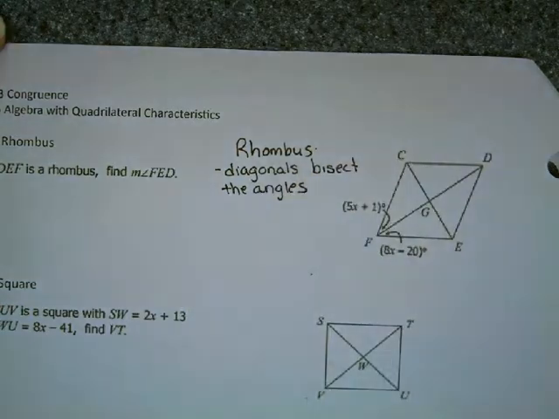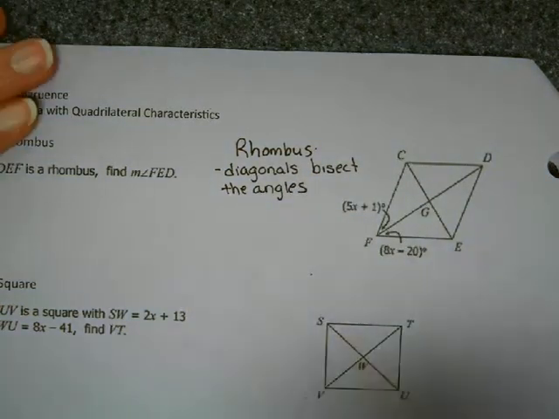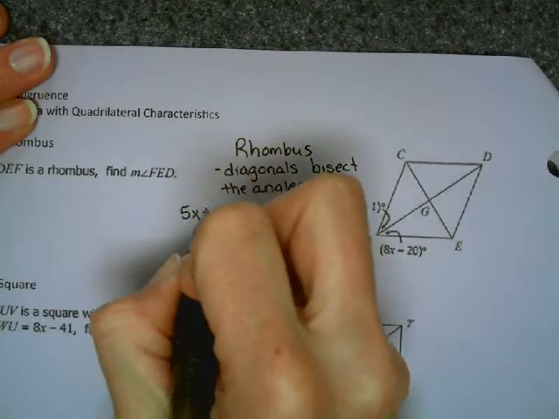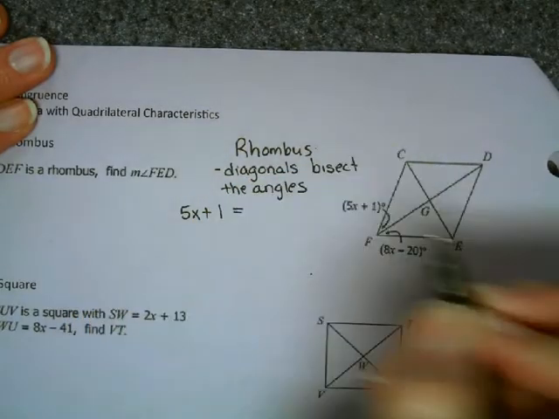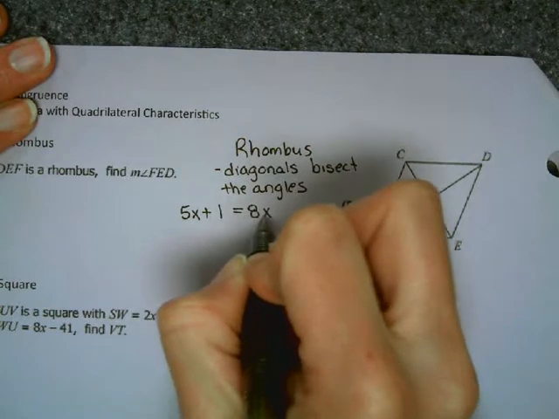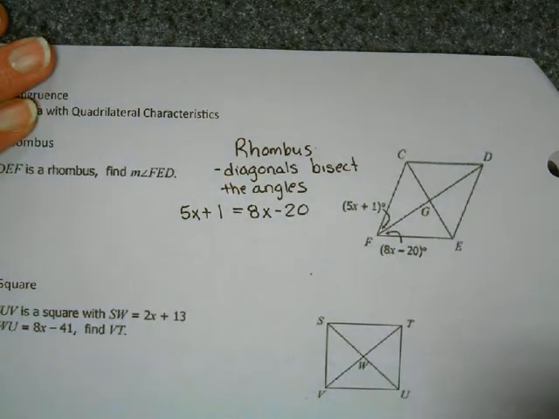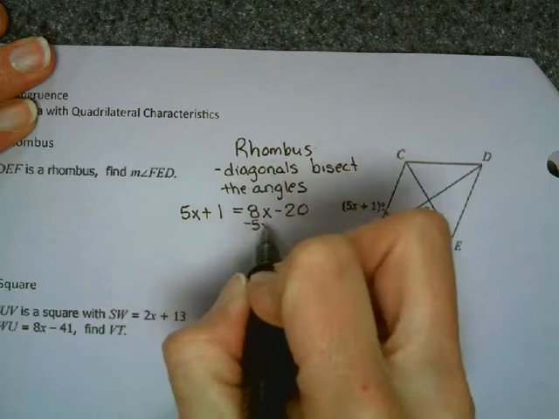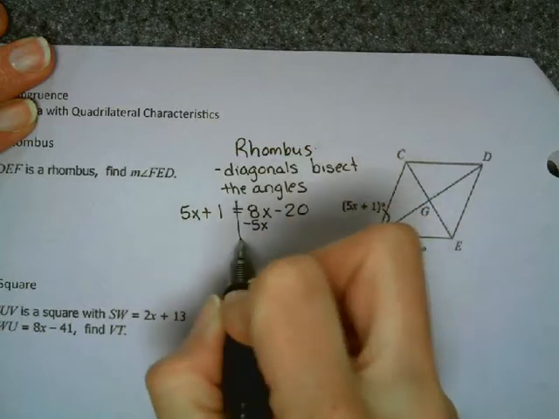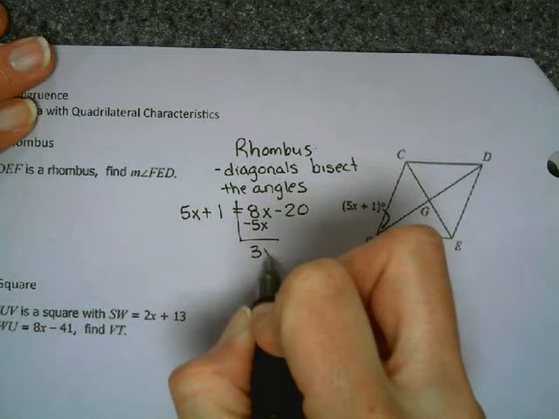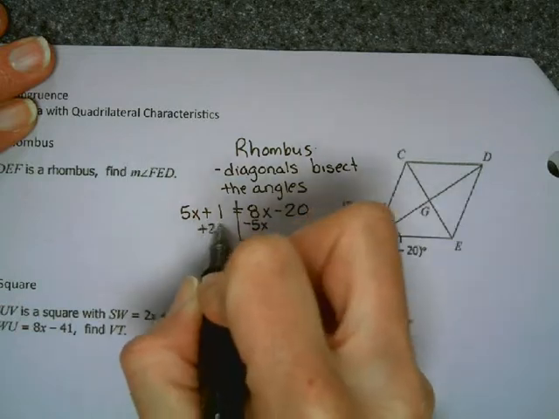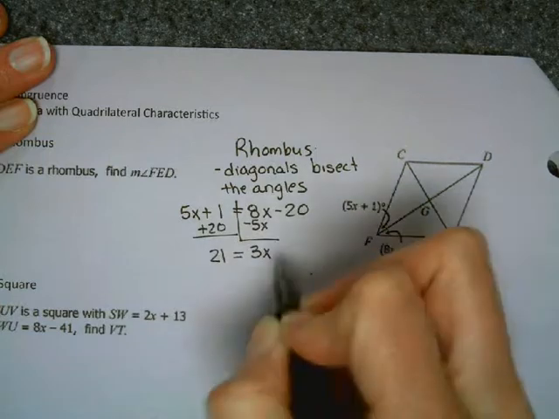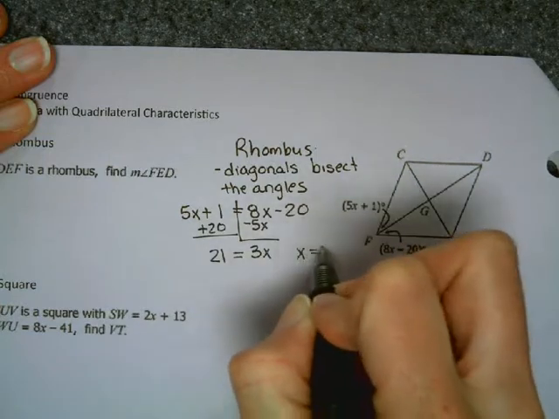So the word bisect means it cuts it in half, so we're going to set these two things equal to each other. So we'll subtract our x's to one side. It doesn't matter if I subtract 5 over here, and we'll get 3x. If you add 20 this way, you get 21. Divide by 3, you get x equals 7.